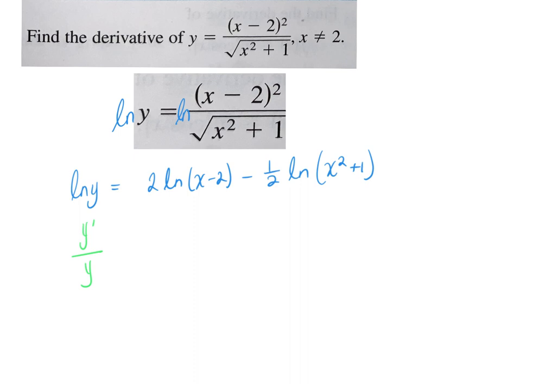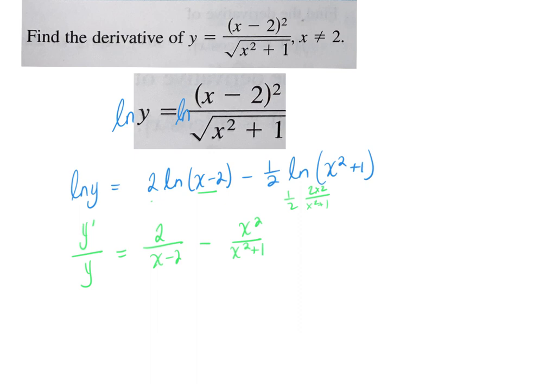So we are going to have to go back and get rid of that y at the very end, but we'll do it at the end. And then on the other side, we're just going to take our derivatives. So 2 times the inside derivative, that's just 2 times 1 over x minus 2. This is going to be 1/2 times, so if I did this 1/2, this would be 2x on top over x squared plus 1. So my 2's are going to cancel. So I have x over x squared plus 1.